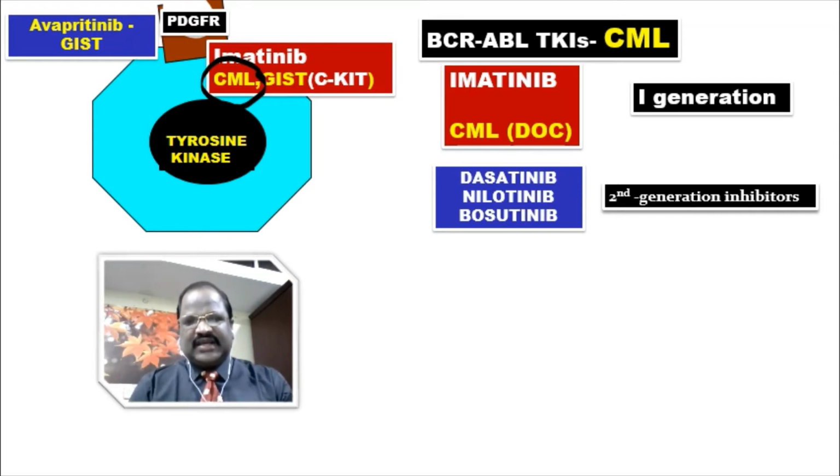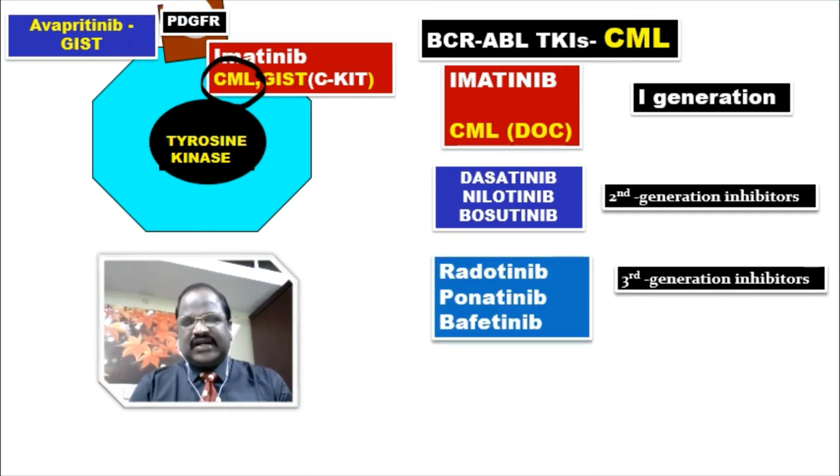Suppose the CML is resistant to these drugs, then we have still newer drugs. They are called third generation tyrosine kinase inhibitors, namely radotinib, ponatinib and bafetinib. So an MCQ may be: find out which one of the following is the second generation tyrosine kinase inhibitor useful for CML, or which one is third generation. That kind of question may be prepared. So you should know currently for CML the drug of choice is imatinib.